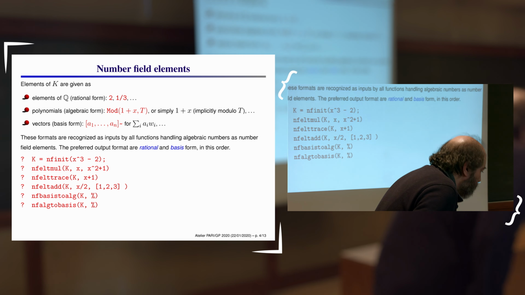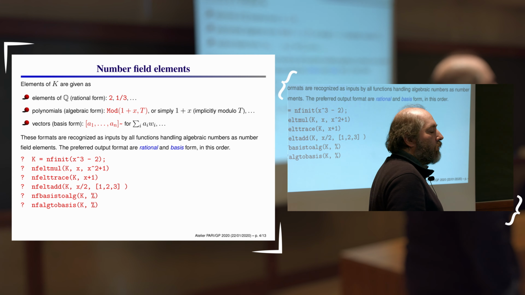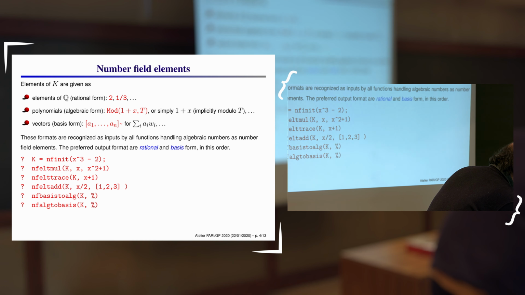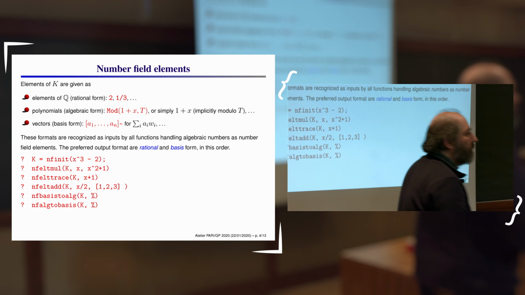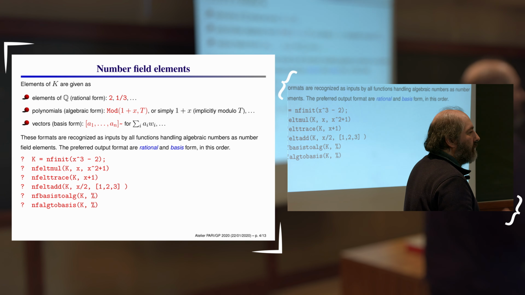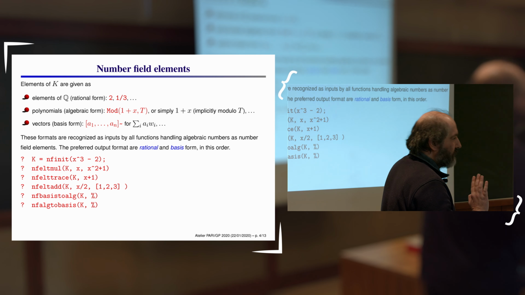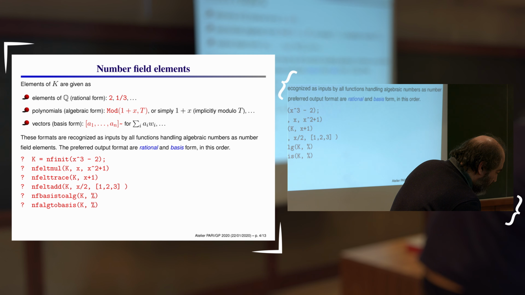These are obviously bijections. No problem up to here. So this is the traditional PARI way of initializing number fields and working with their elements. I will talk very little about ideals in this talk, but later.